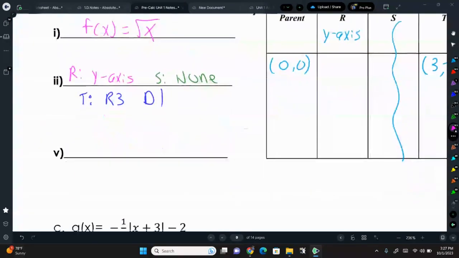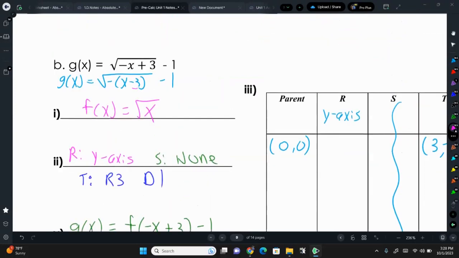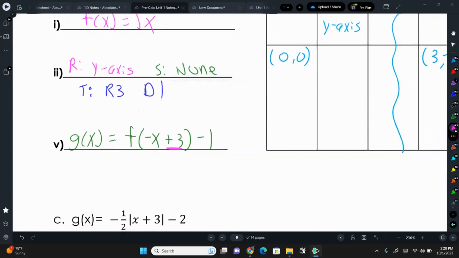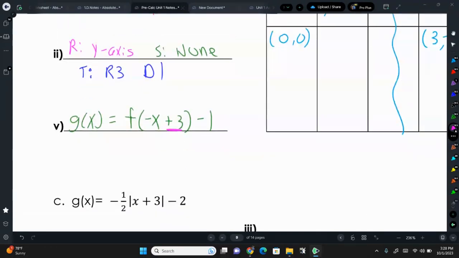And then the last part, g of x is equal to f of negative x plus 3, minus 1. And again, the reason it's plus 3 is that when we factor out that negative, that will give us the minus sign right there. So that would be our transformation function to use.